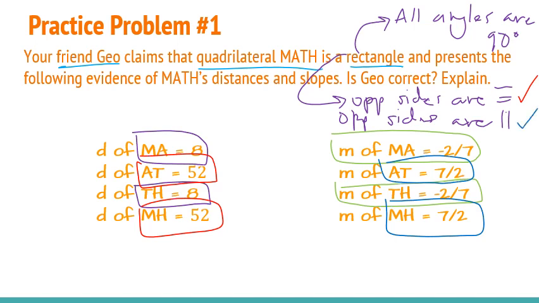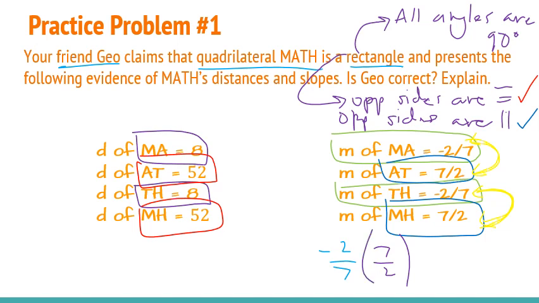Then finally, where do we look for evidence that all angles are 90? Well, if you compare the slopes of the sides that meet, if you have negative reciprocals here, which we do, negative 2 over 7 versus 7 over 2, that's proof that the angles are 90 degrees.